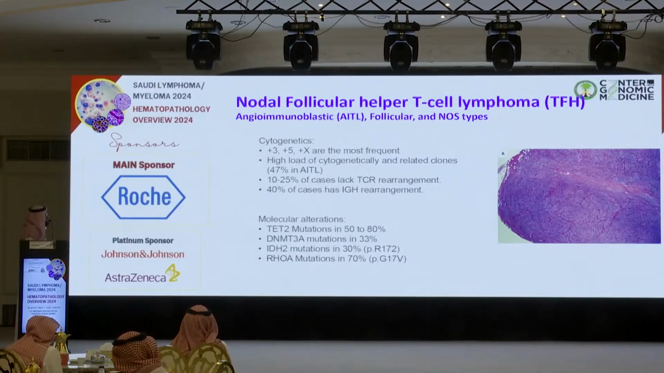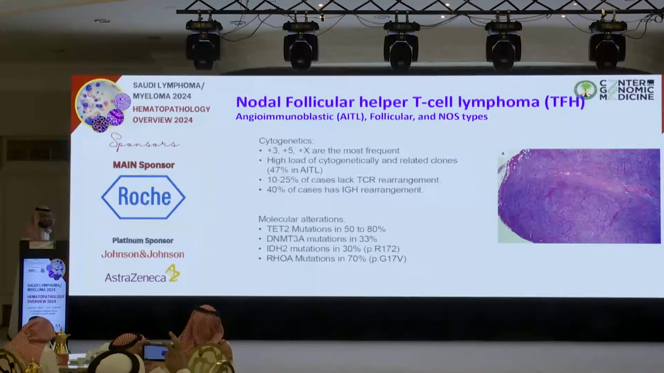It seems that this disease is a progression. So all of the follicular helper T-cell lymphomas have cytogenetic abnormalities. They have many other clonal abnormalities. Some of them, around 10% to 25%, lack T-cell gene rearrangement. So if you don't have T-cell gene rearrangement, it does not rule out this diagnosis. Interestingly, 40% of them have IGH gene rearrangement. So you can find IGH gene rearrangement and miss the T-cell receptor rearrangement within this because of the abnormal B cells in the background that can be infected with EBV.